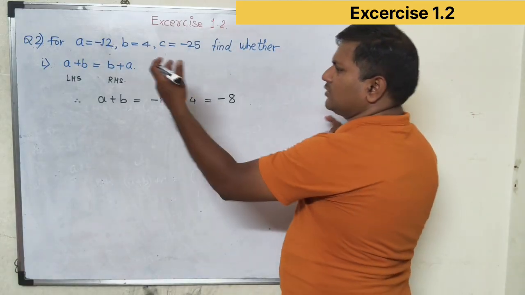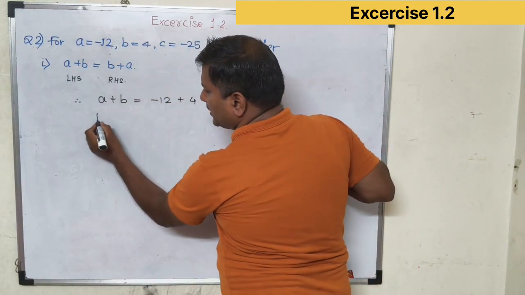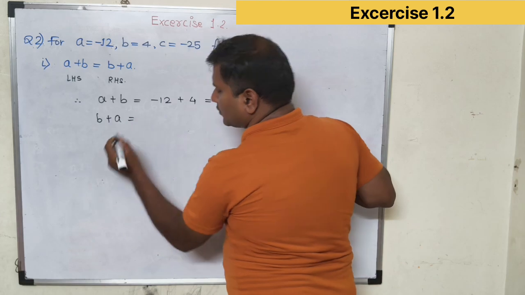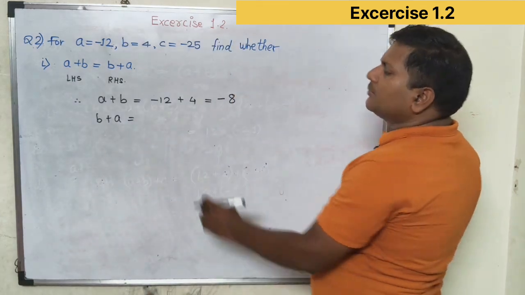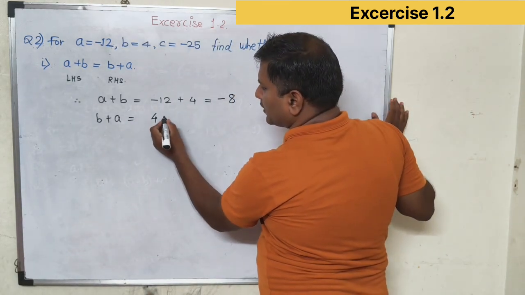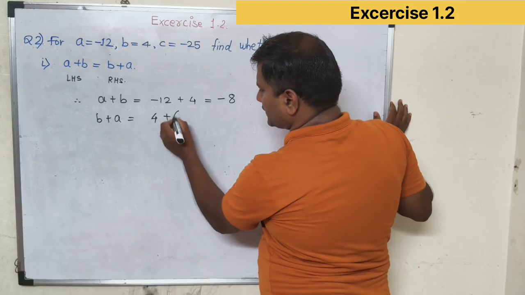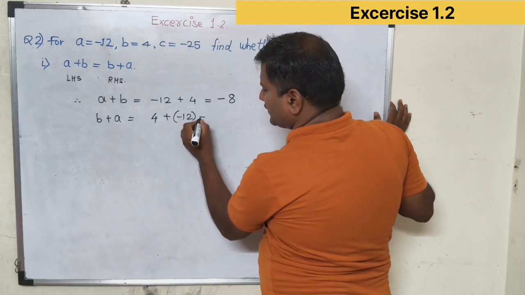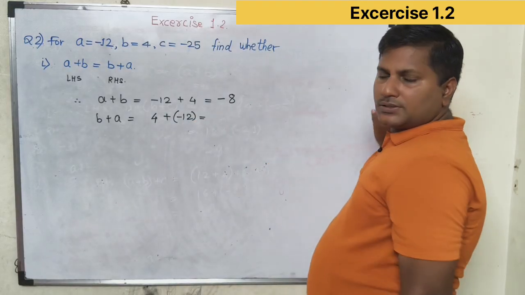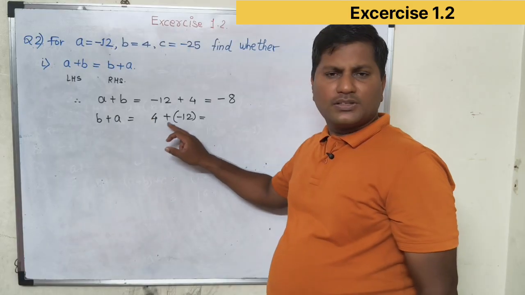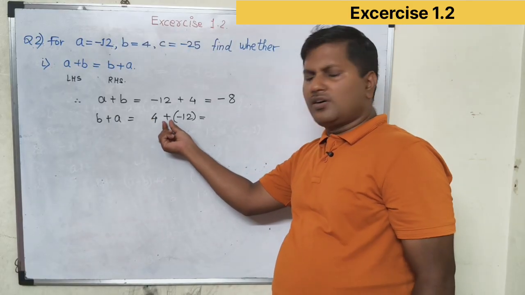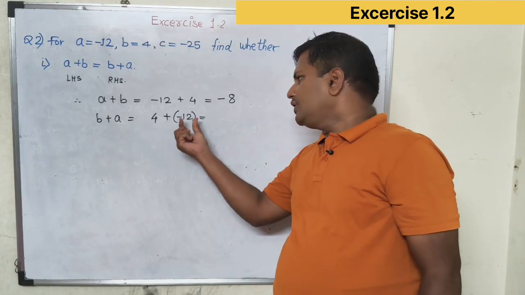Okay, now this is your left hand side. Now the right hand side, B plus A. What is B? B is 4. Plus, what is A? A is -12. So B plus A is 4 plus -12. Again the addition of a positive integer and a negative integer.